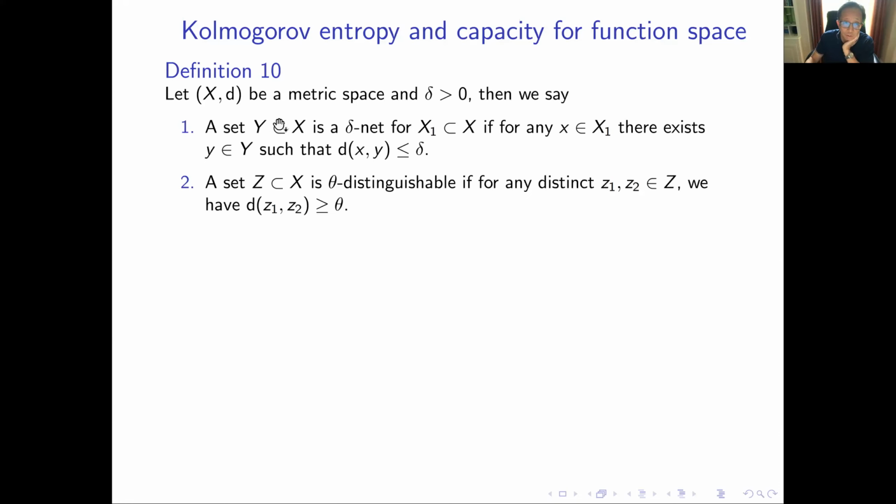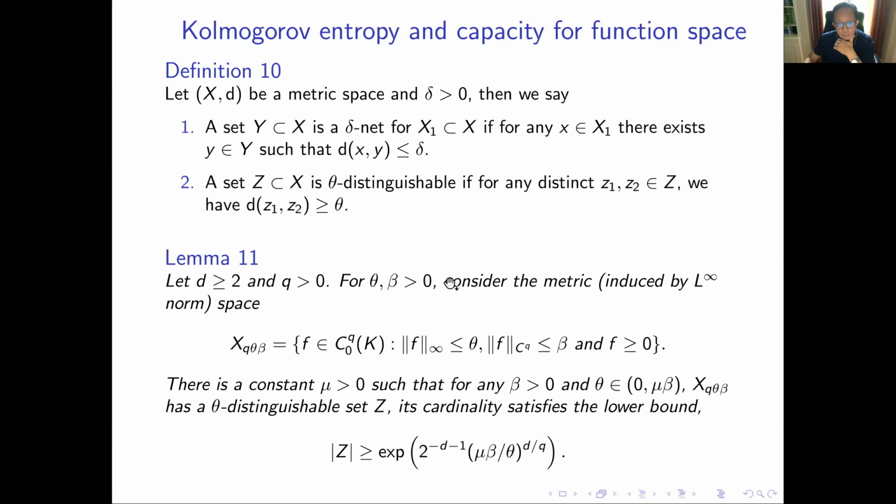So why this? You want to know how small this is. And you want to see what something is big. So we want to see our measurement space is small. We have a small delta net in terms of the delta, depending on the delta, and how big the theta-distinguishable set is. So basically, you can find how many elements in this set such that they're all theta away from each other.